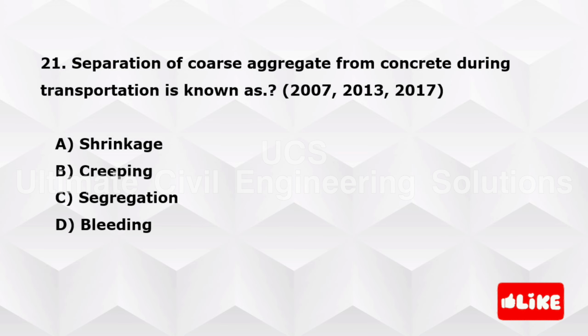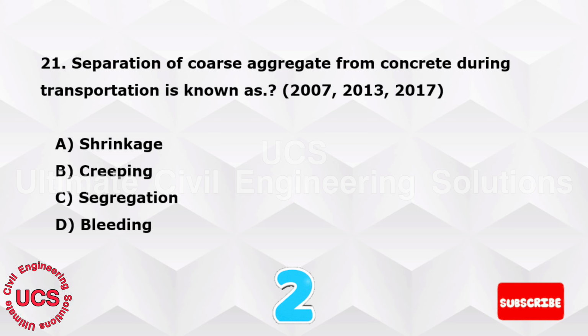Next question. Separation of coarse aggregate from concrete during transportation is known as. Options are option A shrinkage, option B creeping, option C segregation, option D bleeding. Answer is option C, segregation.